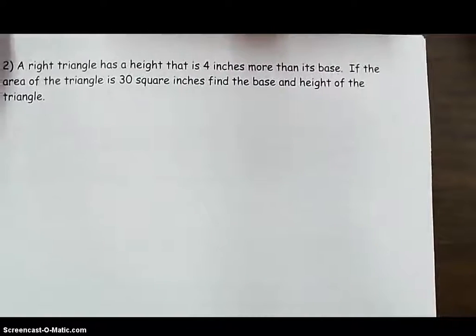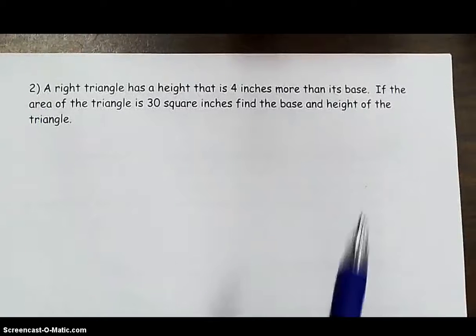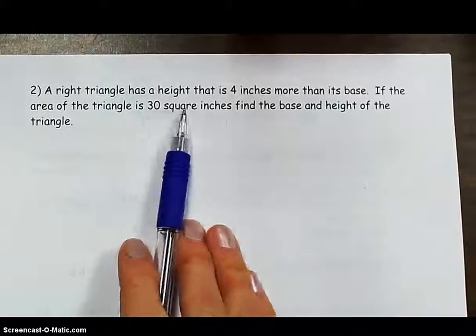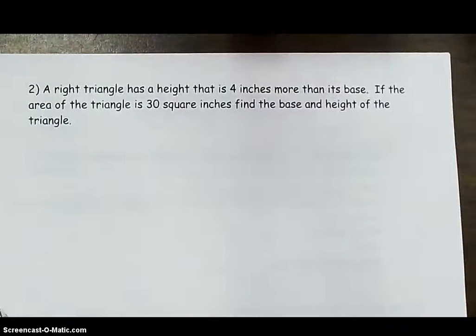Okay, so let's flip it over. We're going to try 2 more examples for today. So our next one, number 2. A right triangle has a height of 4 inches more than its base. If the area of the triangle is 60 square inches, find the base and the height of the triangle.